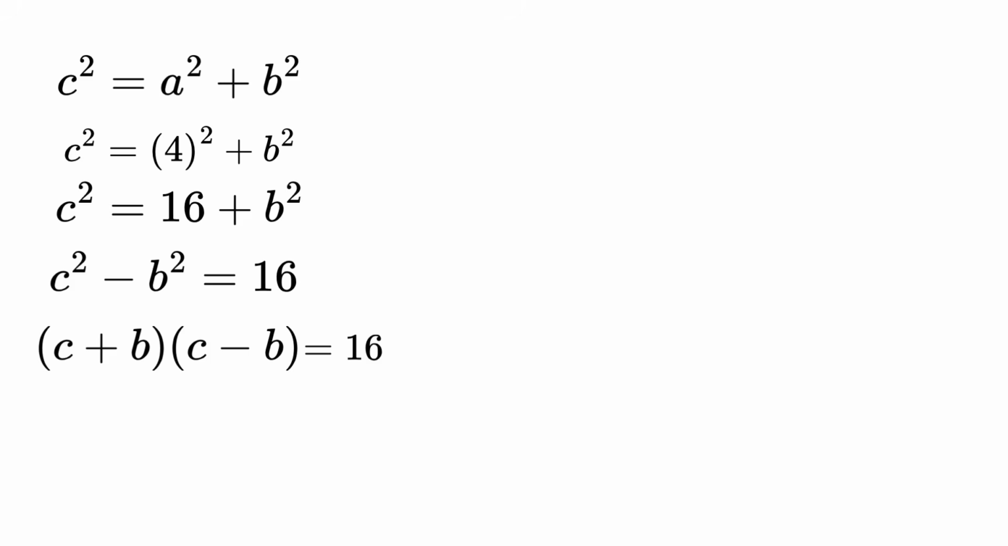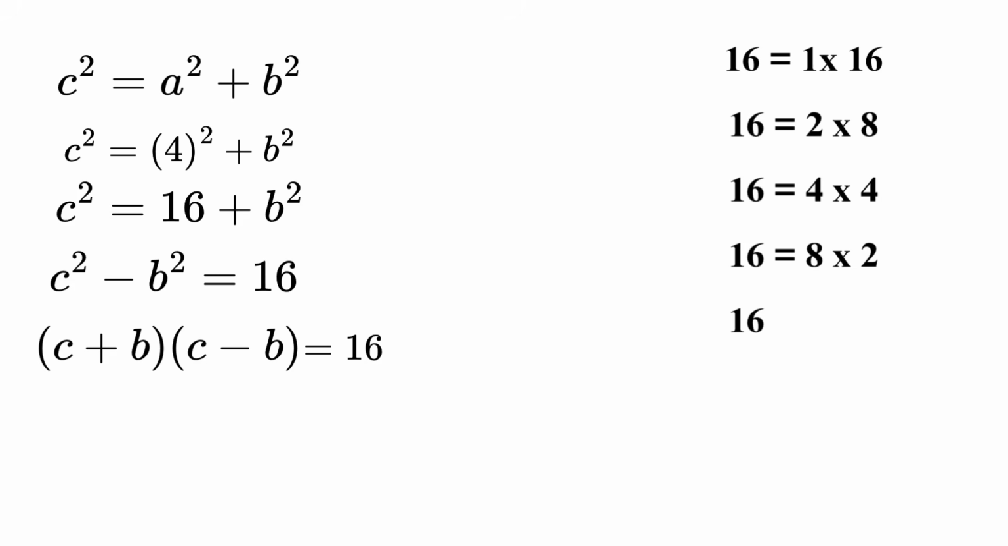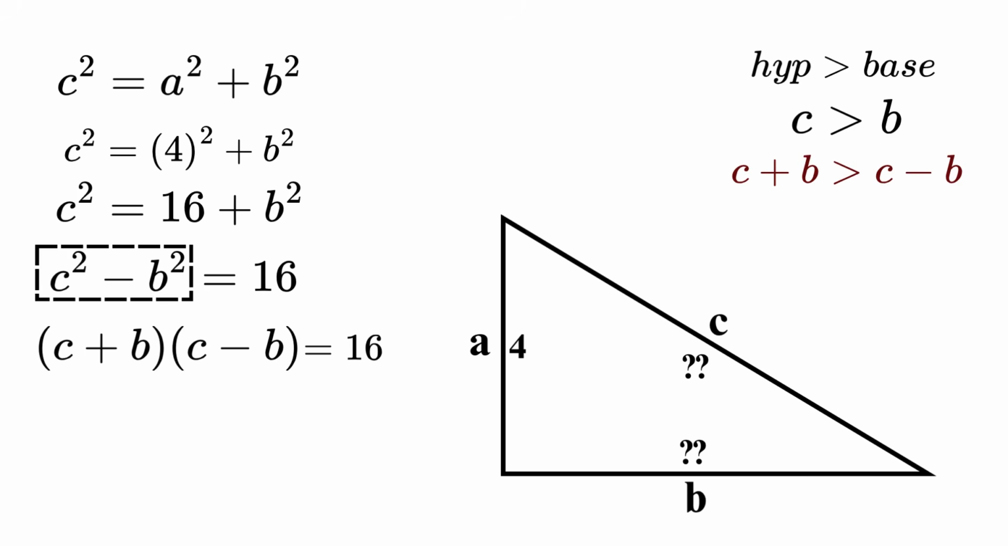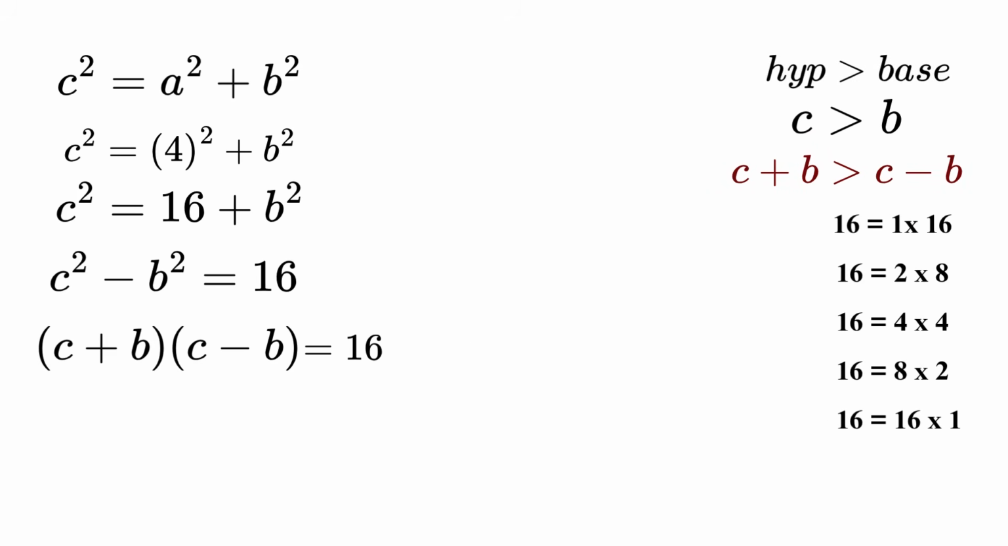Now, we need to find the factor pairs of 16. So, what are all the ways we can multiply two numbers to get 16? Well, these are all the possible factor pairs of 16. Now, here's the key insight. Since c is the hypotenuse and b is one of the legs, we know that c must be greater than b. This means that c plus b will always be greater than c minus b. This is an important point, so keep this in mind. Now, let's examine each factor pair and see which ones satisfy this condition.